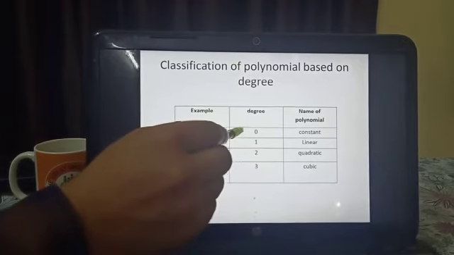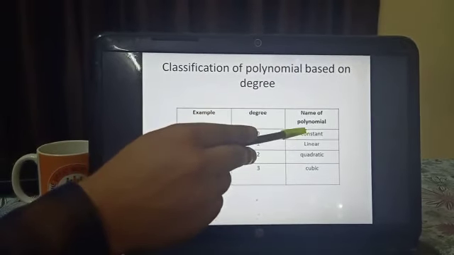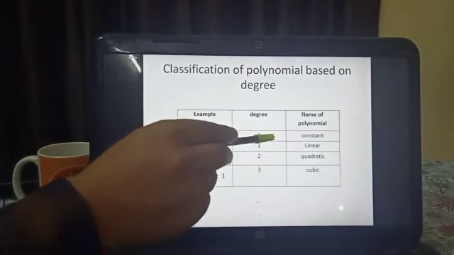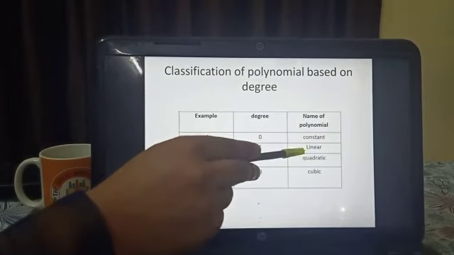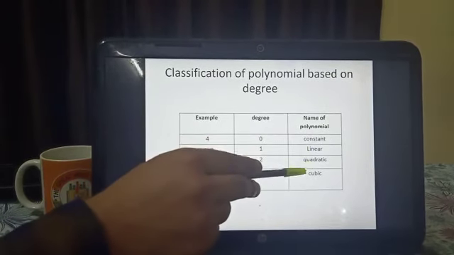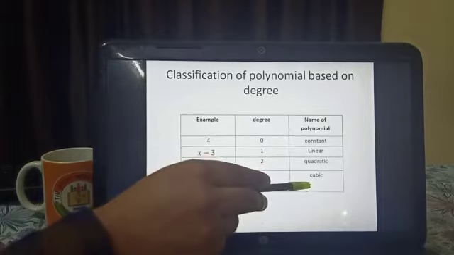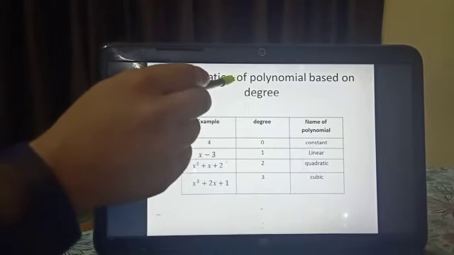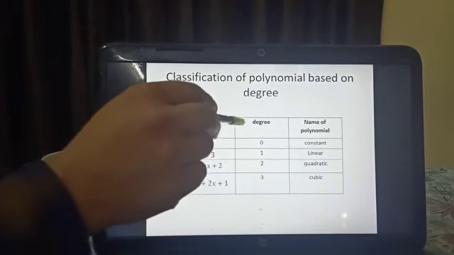Basically you have to remember all these names of the polynomial. If the degree is 0, constant; if 1, linear polynomial. If the degree is 2, it is called quadratic. If the degree is 3, it is called a cubic polynomial. So this is how we classify the polynomial based on the degree.